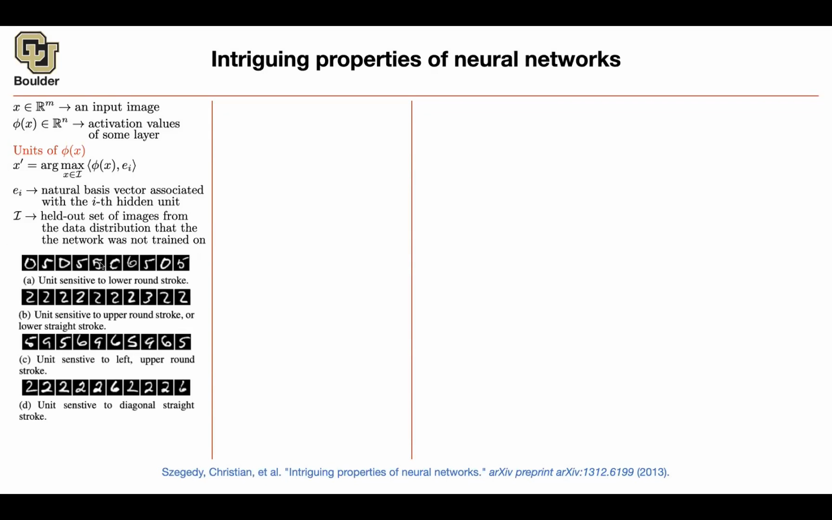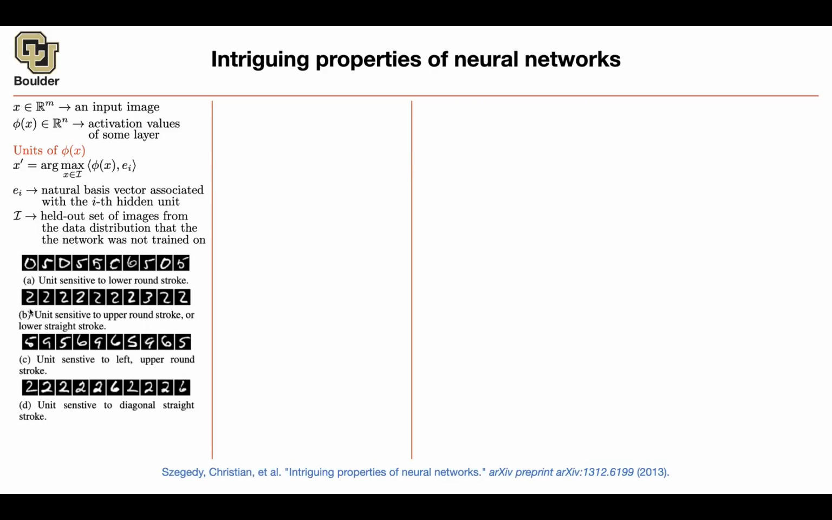And people started interpreting that. They said, okay, this unit seems to be sensitive to lower round strokes. For instance, this one, this one, this one. So these are lower round strokes. So now we are interpreting that particular unit.